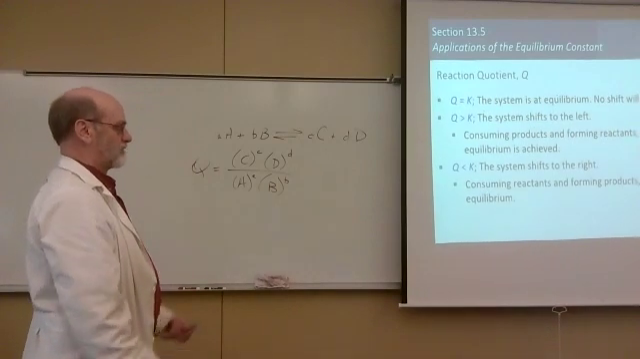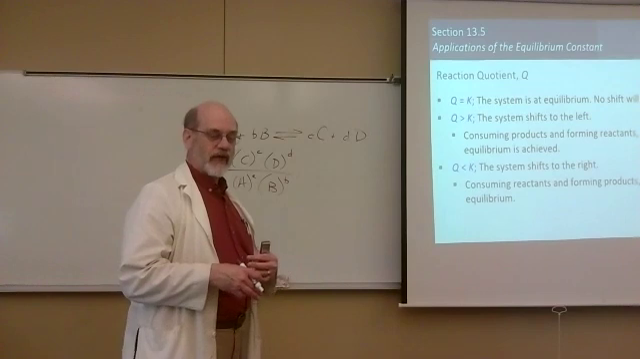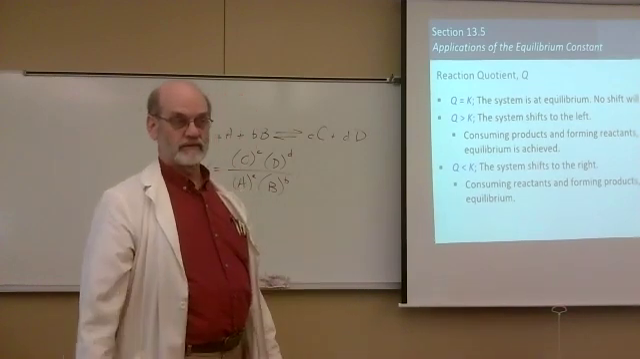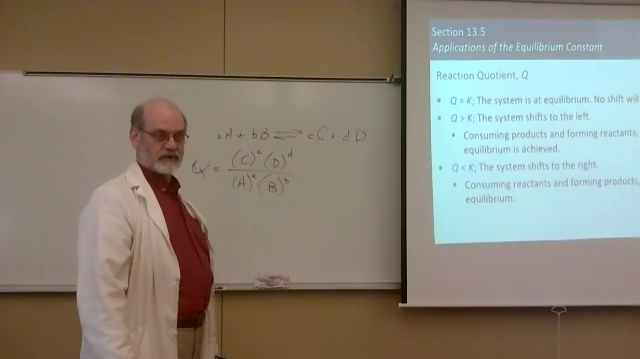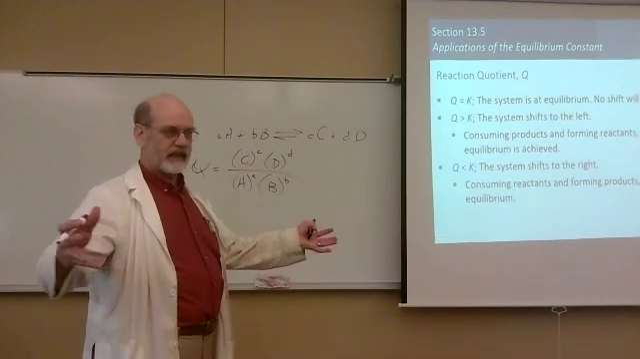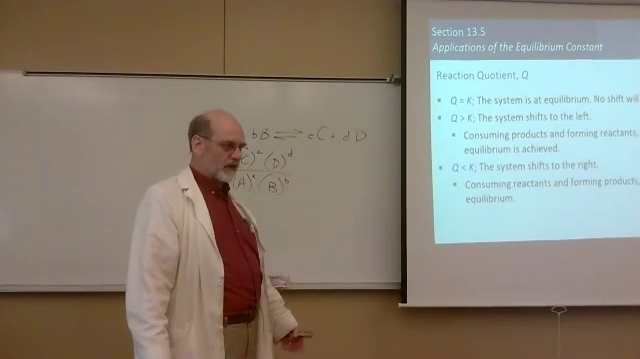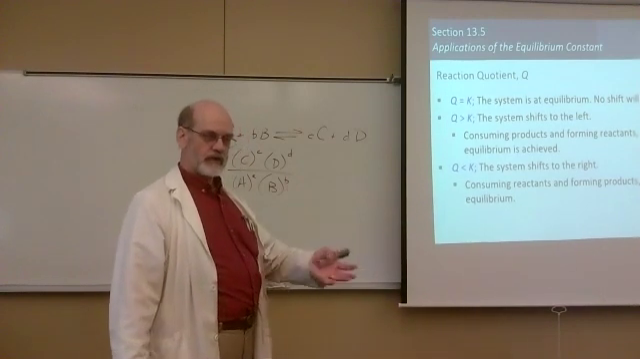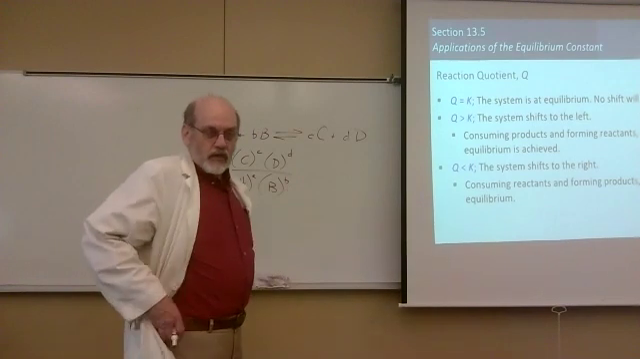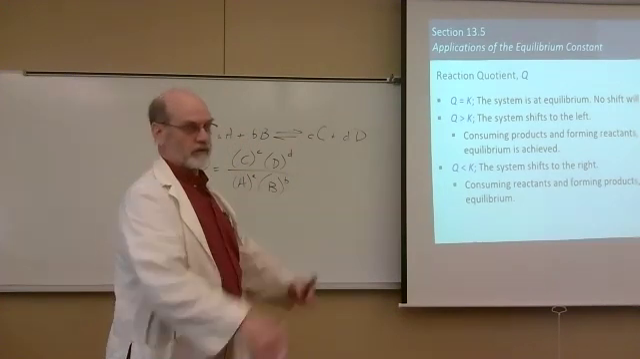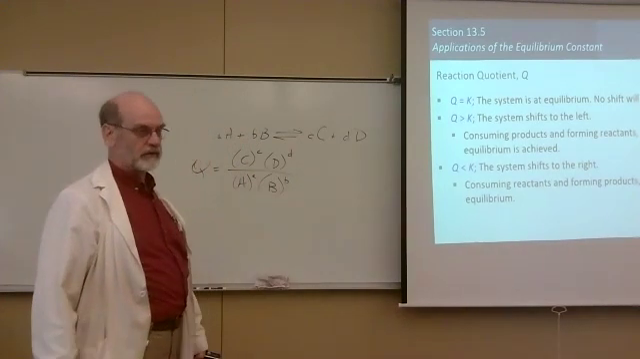Okay. The simplest one is if you calculate Q and it's equal to K, then you're at equilibrium. So, test taking: if you're given values, it says calculate Q, and you're also given a K value, you calculate your Q and your Q is equal to K, then you know you're at equilibrium.